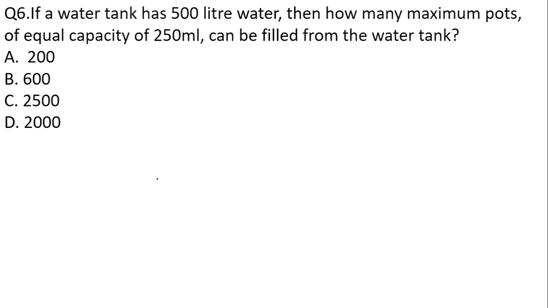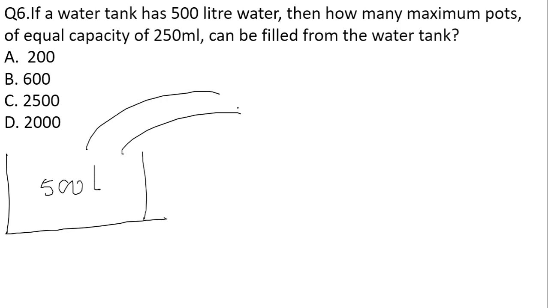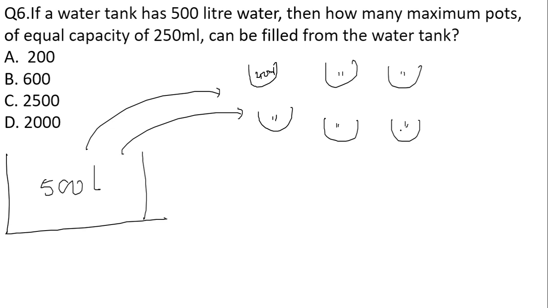Okay, for example, now take a water tank. In this water tank we have 500 liters of water. Now we start filling up this water in certain vessels or pots of equal capacity. This is a 250 ml pot, this is also 250 ml, this is also a 250 ml pot, 250 ml, 250 ml. If we start filling up this 500 liters of water in 250 ml vessels, then how many such vessels are required to fill the whole 500 liters?